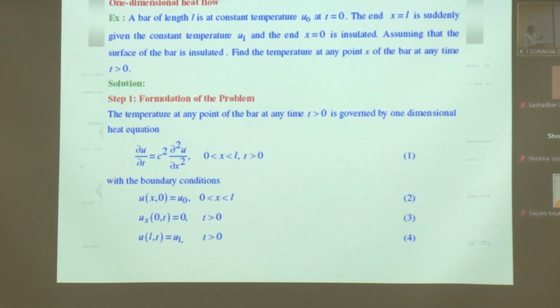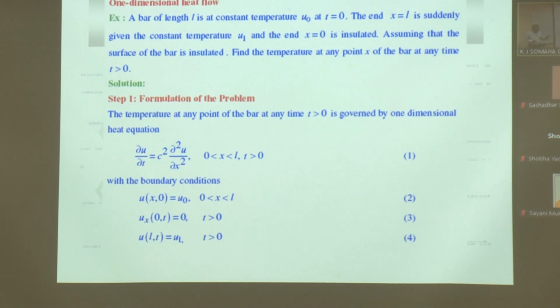Whereas the second end is subjected to a non-zero temperature, that is, at x equals L, u is equal to U1. So this is the mathematical formulation of the problem. Equations 1, 2, 3, 4 represent the mathematical formulation of the problem.